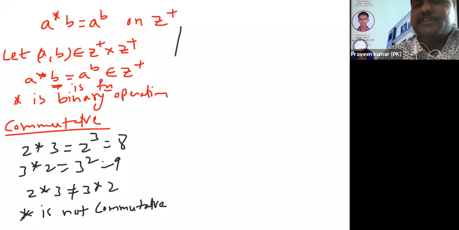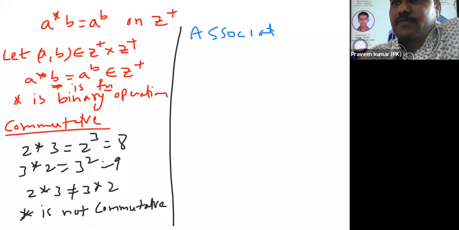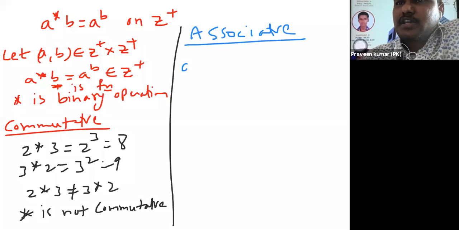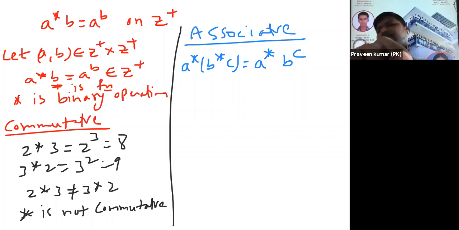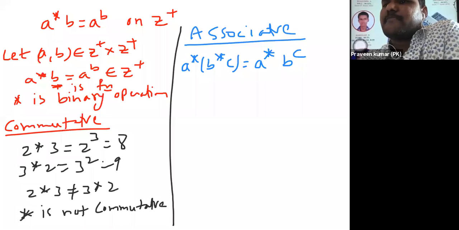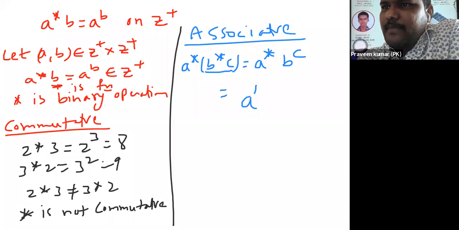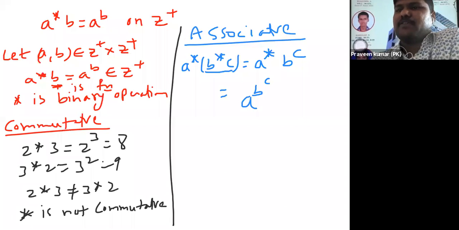Come back to associative. Very, very important. See everyone, both sides. A star (B star C). B star C means B power C. First element power second element, that is the logic. B star C, first element B, second element C, B power C. Now what is the first element? A. Power, what is the second element? B power C. Keep it on hold.